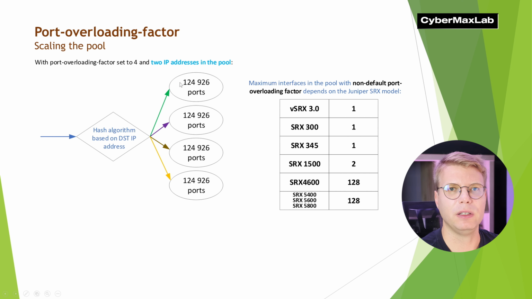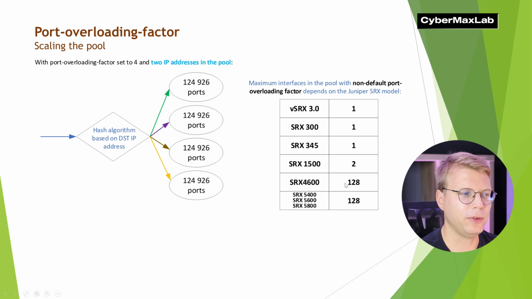The maximum number of interfaces in the pool with a non-default overloading factor depends on the Juniper SRX model. On the branch series or the virtual product, it is limited to 1. In the data center product, it starts increasing. Like in the 1500, you can create a pool of 2 addresses and apply a non-standard factor to it. Or big boxes like ISP and data center scaling, they can do up to 128 addresses.